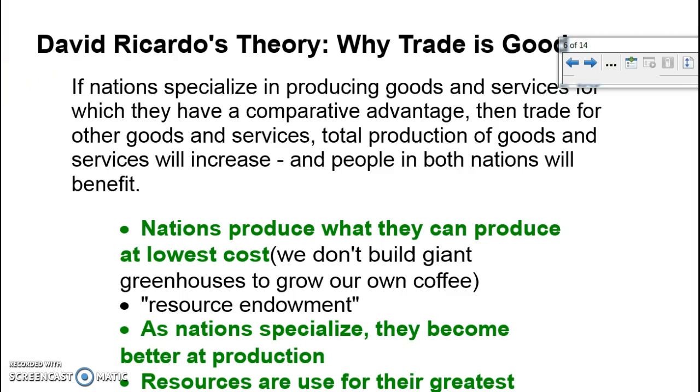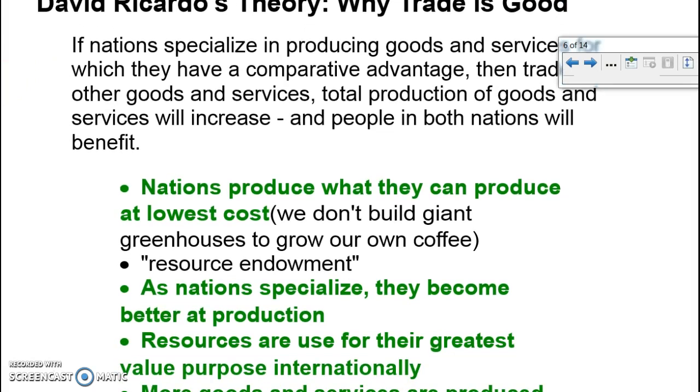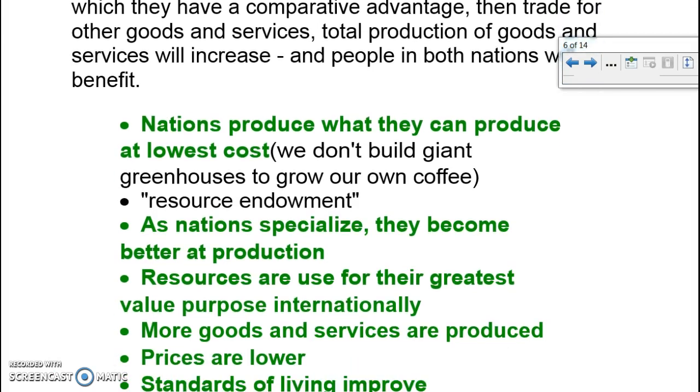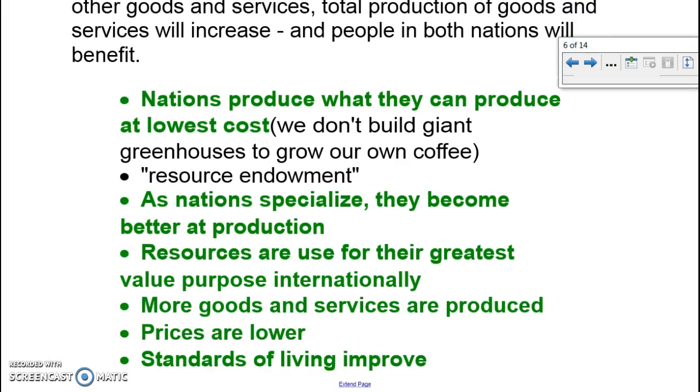Okay, so David Ricardo developed this theory based on comparative advantage that if nations specialize in producing the goods and services for which they have a comparative advantage and trade for the others, the total production of goods and services will increase. And people in both nations, or really all nations, will benefit. Why? Because nations produce what they can produce at the lowest cost. Because nations focus on the things for which they have a resource endowment.